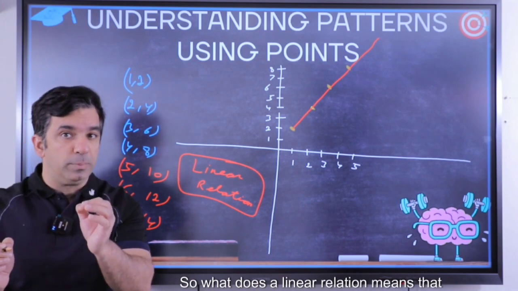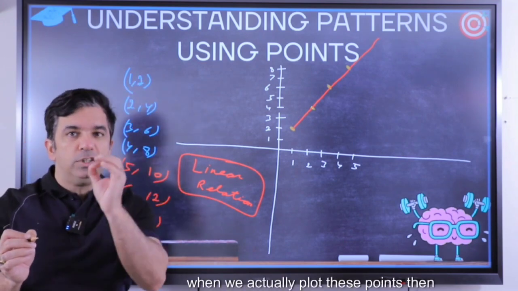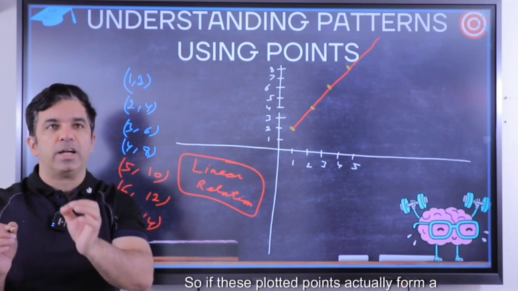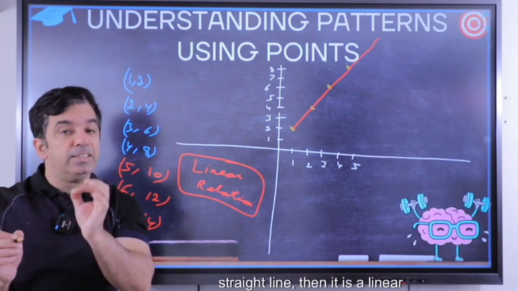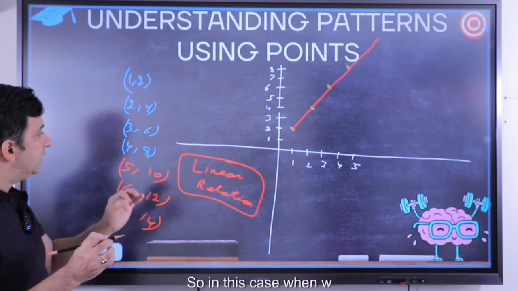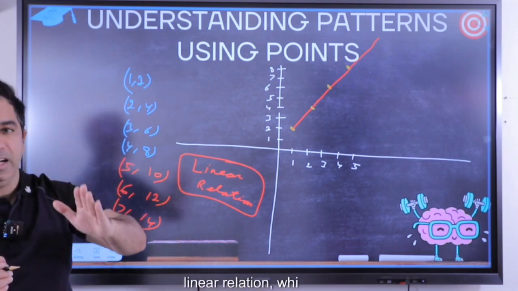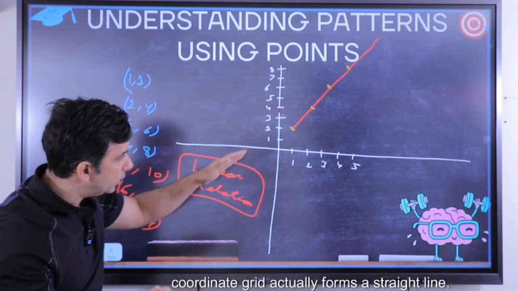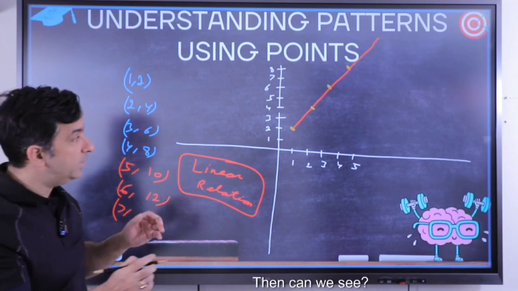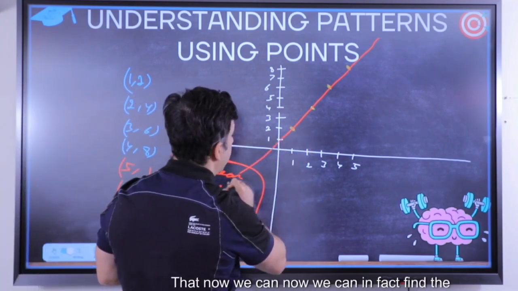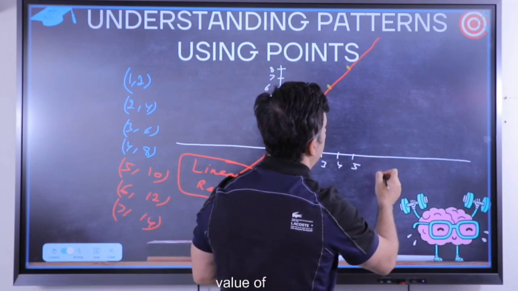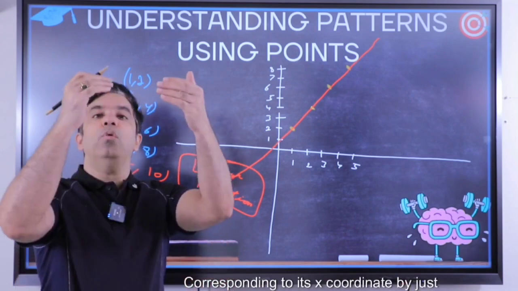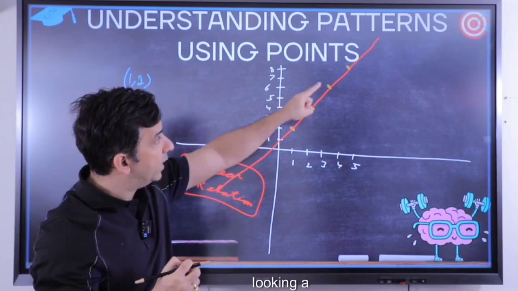What does a linear relation mean? That when we actually plot these points, then they form a straight line. So if these plotted points actually form a straight line, then it is a linear relation. When we have formed a linear relation, which when drawn on the coordinate grid actually forms a straight line, then we can in fact find the value of any y coordinate corresponding to its x coordinate by just looking at this line.